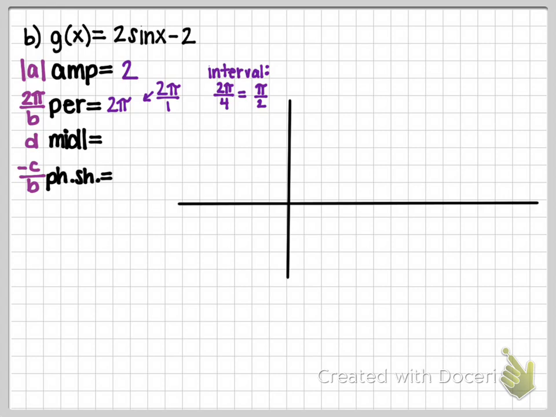Remember, the midline, or the D value, is the one that's going to be added on there to the end. So negative 2 is there on the end. Whoops, I should probably put y equals negative 2, because it's a line, and so I should have an equation of a line. Y equals negative 2. And I don't have any parentheses, so I don't have a phase shift.